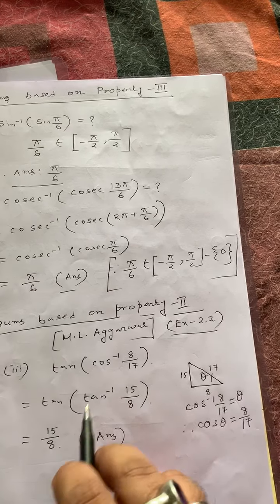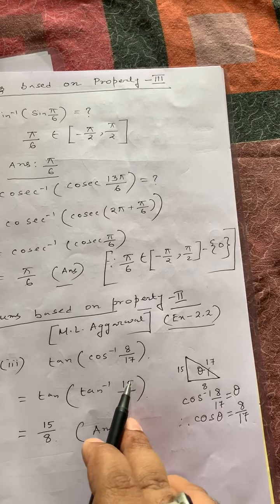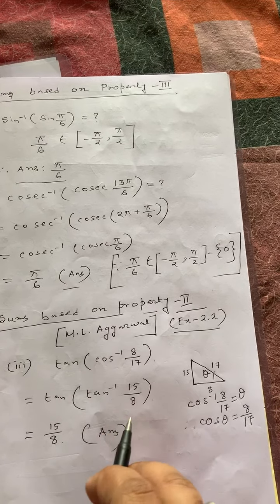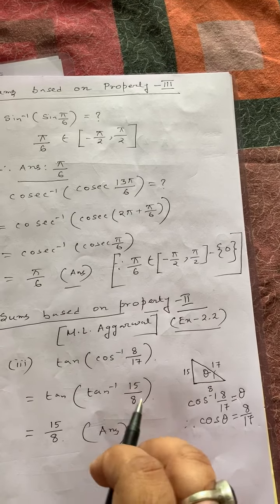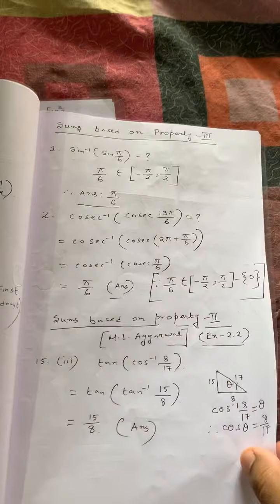So in place of cos inverse 8 by 17, we can write tan inverse of 15 by 8. And we know that the range of the tan inverse function is basically the real numbers. So we can write the answer will be 15 by 8. Coming to the next sum.